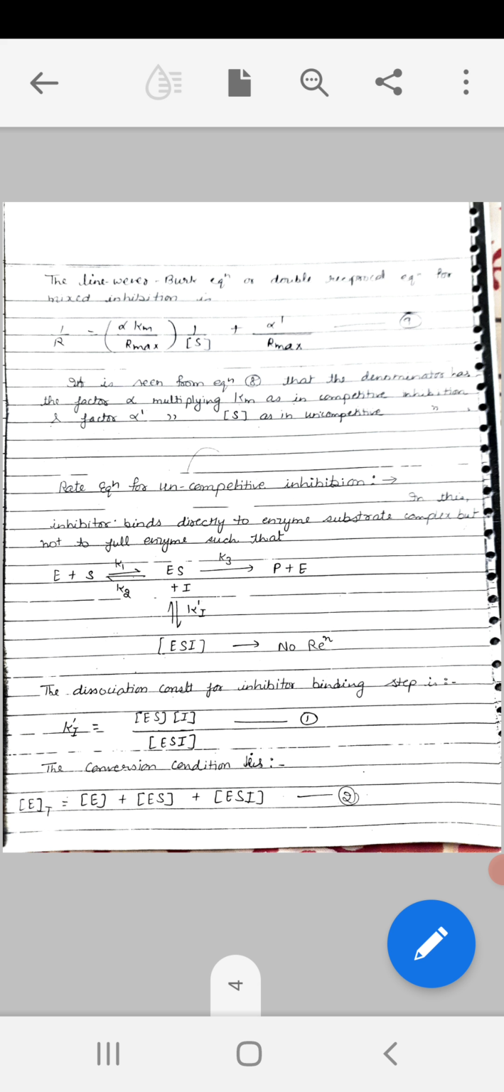As we know that rate is equal to K2 into ES. So R is equal to K2 into ES. Where does it come from? Now it will come from equation 7 above: ET into concentration of S upon Km plus alpha dash S. Then defining K2 into ET is equal to R maximum. So rate is equal to R maximum into S concentration divided by alpha Km plus alpha dash S.